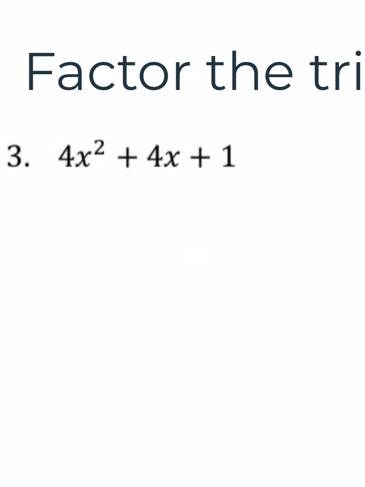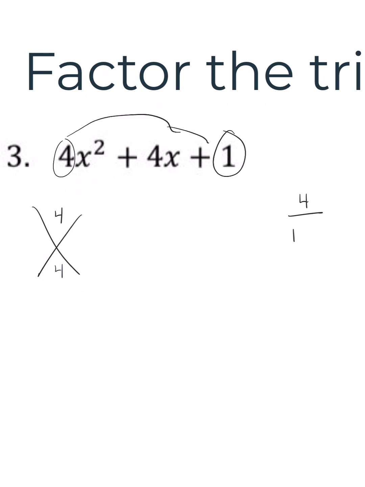Remember, we always start with taking our a times our c value. So I'm going to start with making my x. 4 times 1 is 4. And then because my b, my 4, is in the middle, I'm also going to have a 4 in the middle. Okay, so I'm thinking of all my factors of 4. I know 1 times 4 and 2 times 2.